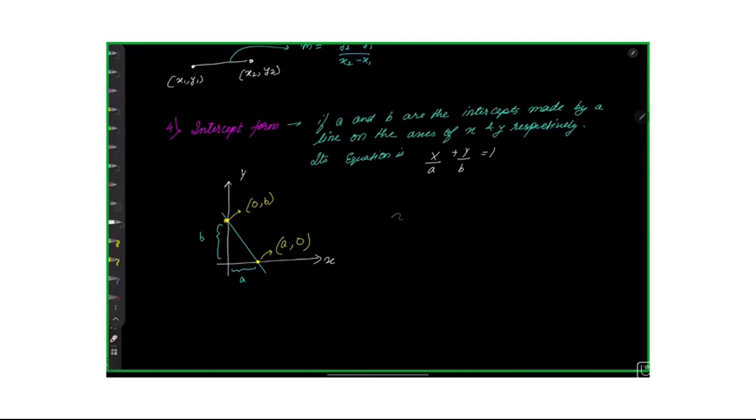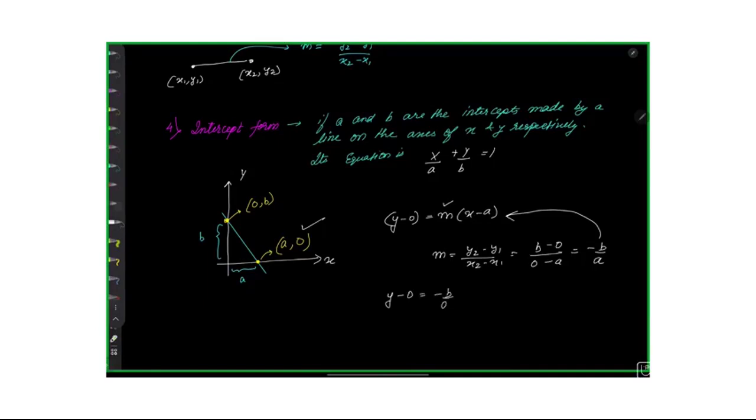Let's take any point, say this one. So y minus 0 equals m times (x minus a). And how to find m if two points are given? m is (y2 minus y1) over (x2 minus x1). y2 is b, so b minus 0 over x2 minus x1, where x2 is 0, so 0 minus a. It is nothing but minus b by a. Let's substitute m here: y minus 0 equals minus b by a times (x minus a).